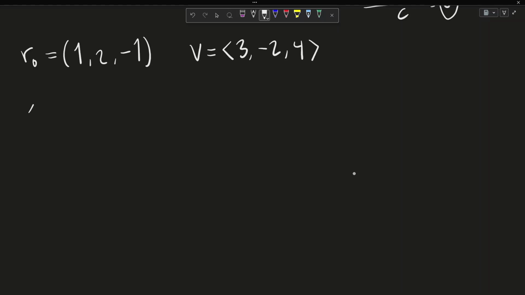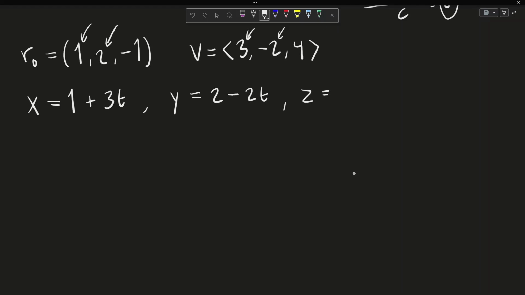So parametrically, we get that x is equal to 1 plus 3 times t. So we got 1 from here and 3 from here, and we multiplied by t. We get that y is equal to 2 from here, minus, because we have a minus here, 2 times t. So we get the minus from this second entry in the direction vector. And we get that z is equal to -1 from here, plus 4 from here, times t. So this is how we can represent a line parametrically.